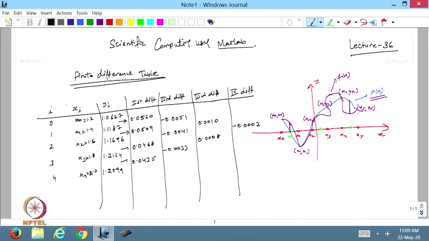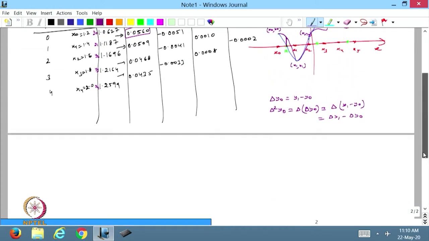Now from here you can see that this value is y 0, this is y 1, y 2, y 3 and y 4. Now what about the forward operator of y 0? This will be y 1 minus y 0. So from here I can say that this is the forward operator on y 0. What about the second forward operator on y 0? I am taking 2 times of this, so I can write y 1 minus y naught, and from here y 1 minus the forward operator.